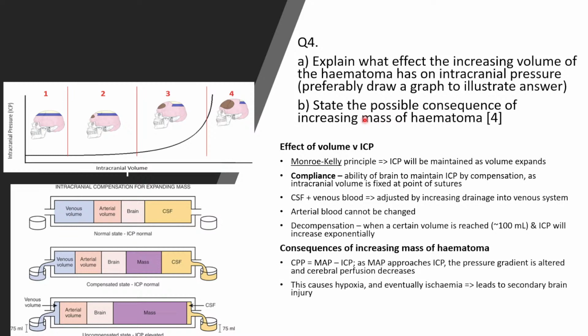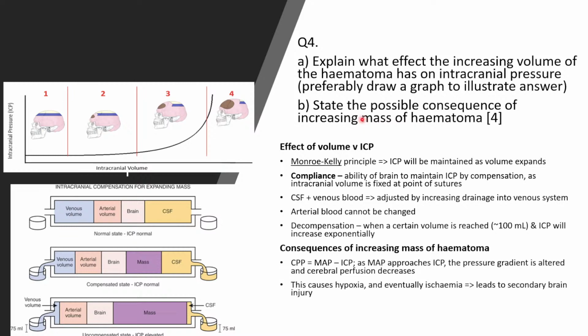So if you have too much intracranial pressure or too low an arterial pressure, then you won't be able to supply the brain. And this is terrible because the brain needs a lot of blood. This causes hypoxia, ischemia, and it can eventually lead to secondary brain injury.